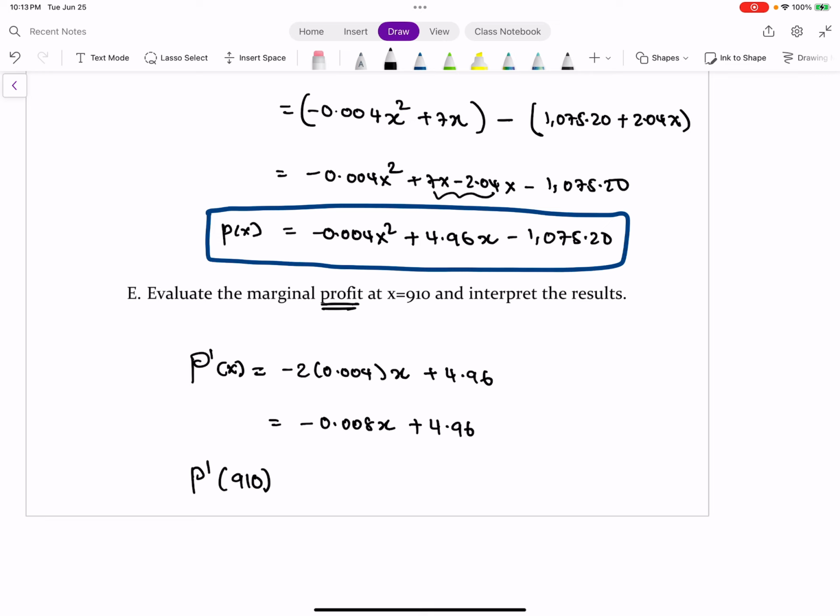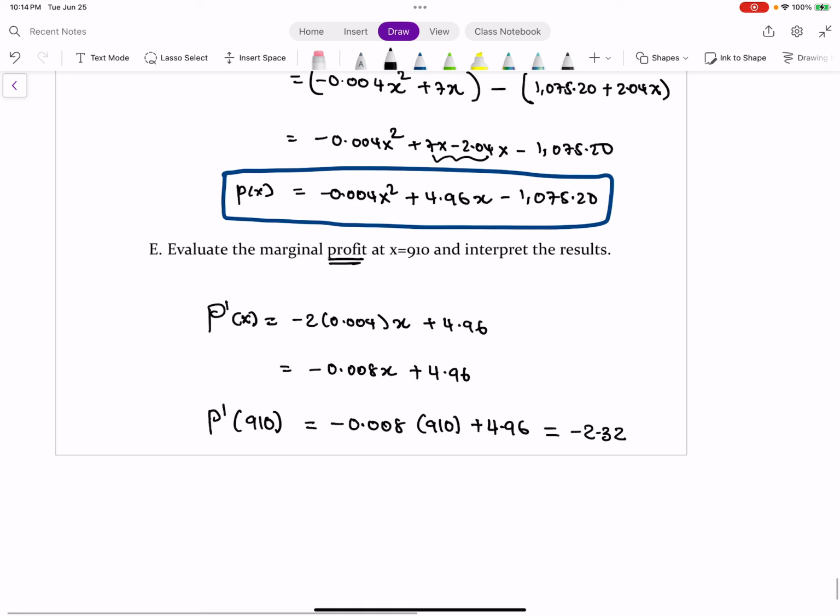Right? Now the marginal profit at 910 is equal to, you have to substitute, negative 0.008 times 910 plus 4.96. Use your calculator. It is negative 0.008 times 910 plus 4.96. Look at this one. It is negative 2.32. So now the interpretation is important. What does the negative tell you?